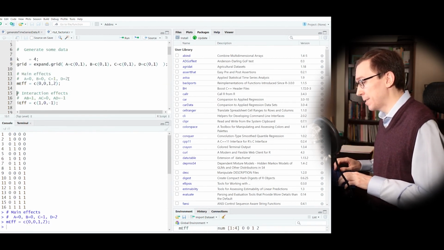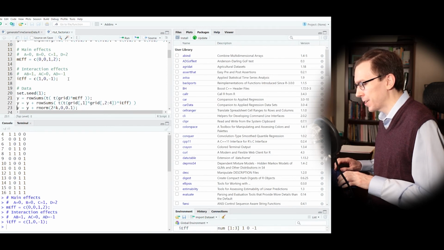Then we can also include some interactions. So here, just to be tricky, I included an interaction between A and B, even though notably I did not include any main effect for either A or B individually. AC, there's no interaction, and AD, there's a -1 interaction. So those are going to be my main interaction effects.